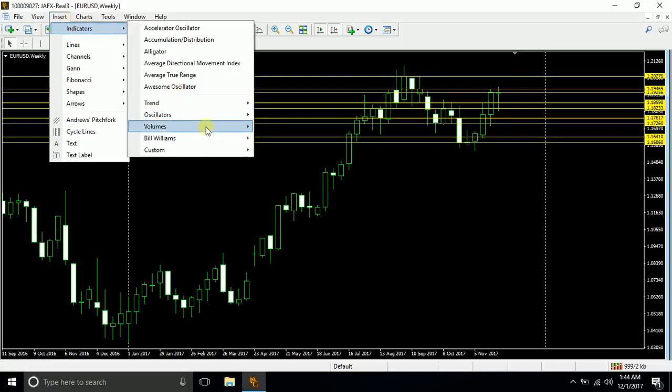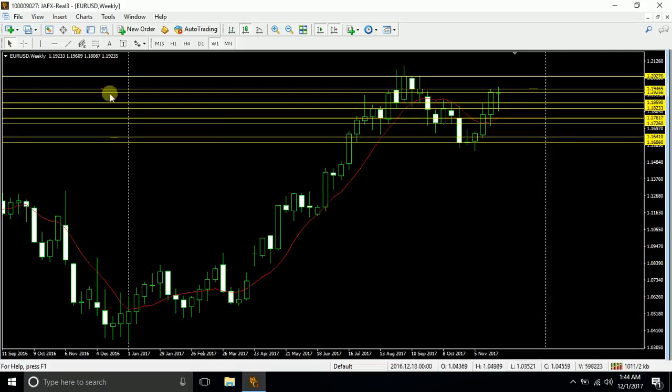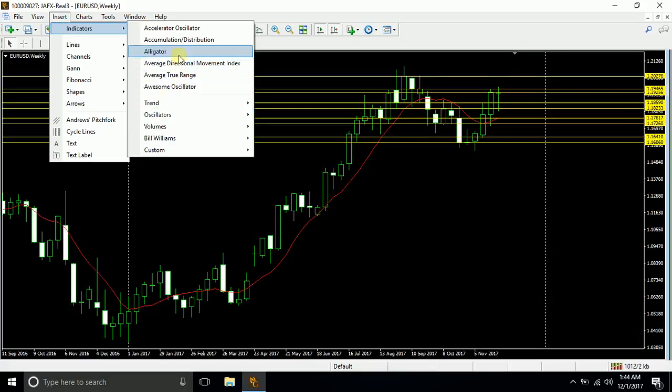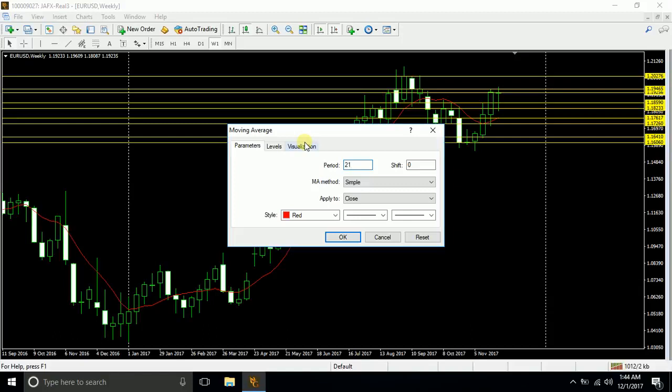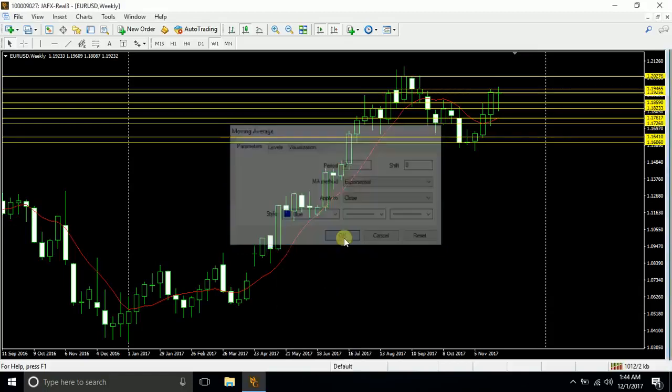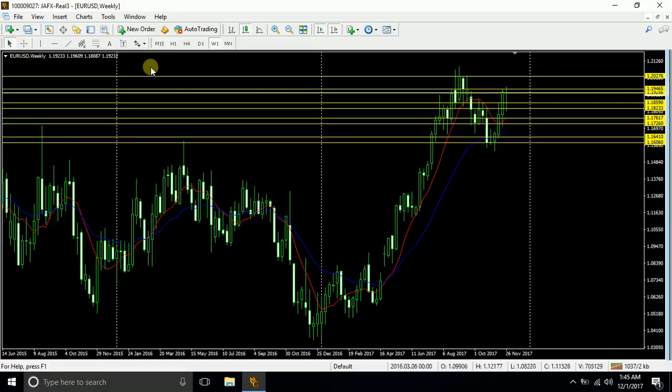It's going to be Euro USD. We'll go to Insert, Indicators, Trend, Moving Average, and we'll add the 8. Simple. And it's going to be red. Okay. Insert, Indicators, Trend, Moving Average, 21. Exponential. Make that blue. Got it?